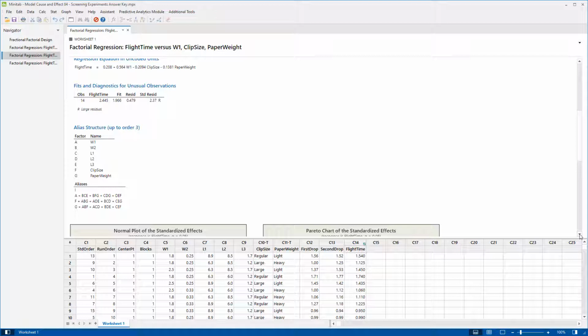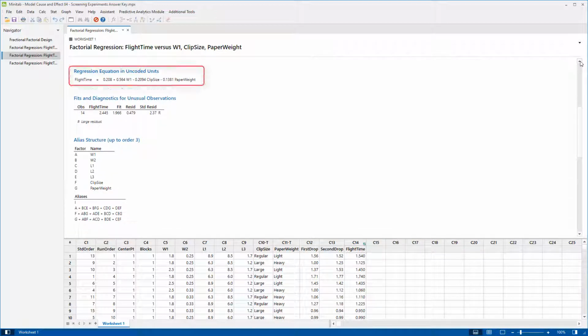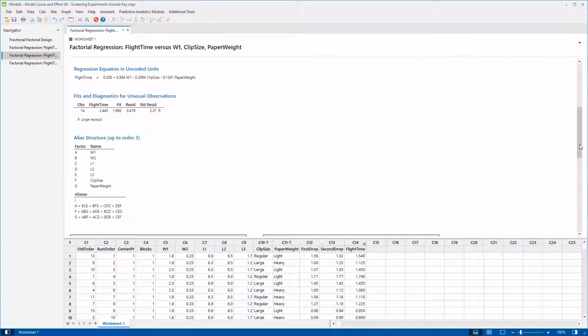Okay, so this is just our coefficient, so that's the model. So if you put this into a spreadsheet, the constant term 0.2 plus 0.56 times W1 minus 0.209 times clip size minus 0.138 times the paperweight. For these would be, by the way, a negative 1 for the low and a positive 1 for the high on these categorical variables. So here's our effects plot.